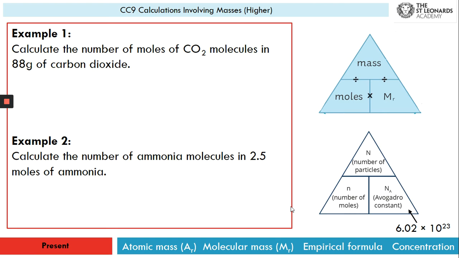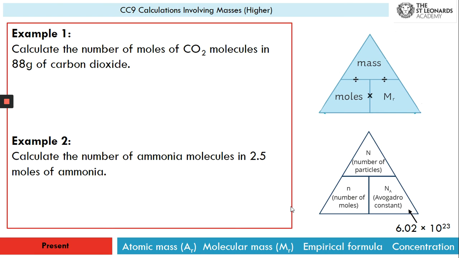Okay, so example 1. The calculation that we need to use for this is moles equals mass divided by MR. It's asking you to calculate the number of moles. Now we need to work out the MR of carbon dioxide. As I said before, carbon has got an atomic mass of 12 and oxygen has got an atomic mass of 16. So I need 2 lots of 16, so it's 32, plus the 12, okay, so it'll be 44.